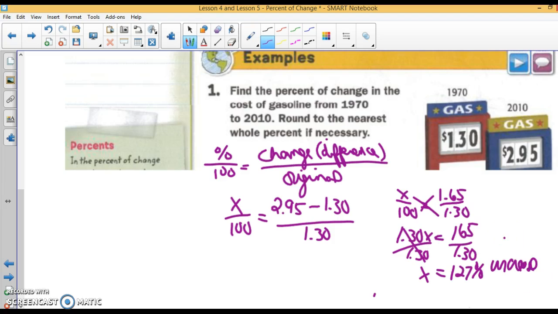Now, does that make sense? Well, it went up more than 100%. That makes absolute sense because it went up $1.65 and the original price was $1.30. So if $1.30 doubles, that would give me $2.60. That's a 100% increase. It's more than $2.60. So a 100% increase is when it goes up exactly as much as it is. This is going up more than 100%.